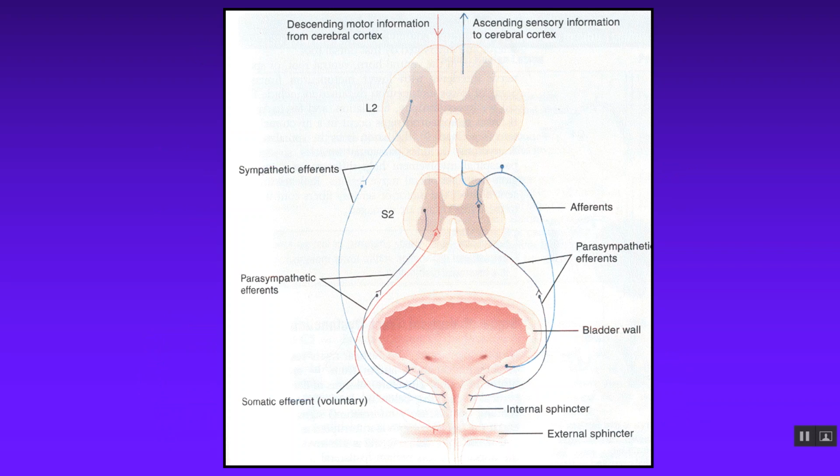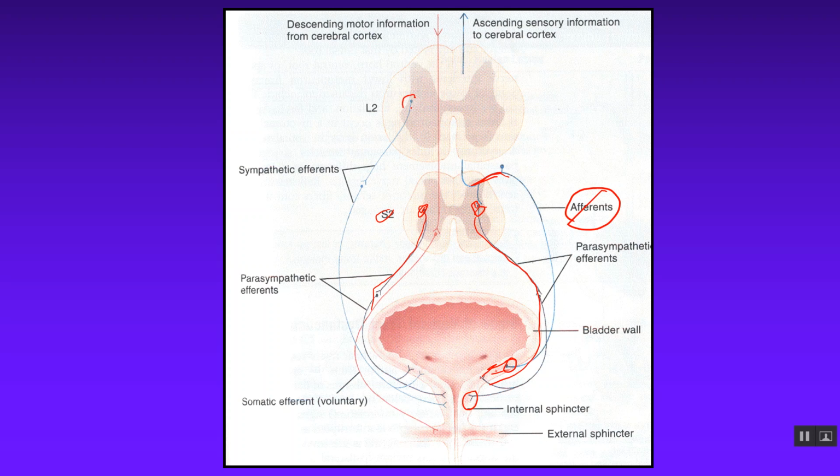This is just showing you some of those connections here. Here's the afferents. These are the stretch receptors that are going up to your spinal cord segments about the stretch in your bladder. Okay. This is the S2 segment, and this is just showing you there's a little bit of a lateral horn there. These are parasympathetic fibers that are going down to the bladder wall. This is parasympathetic, S2. This is going to cause contraction of the bladder wall and at the same time, relaxation of the internal sphincter. These are the parasympathetic.